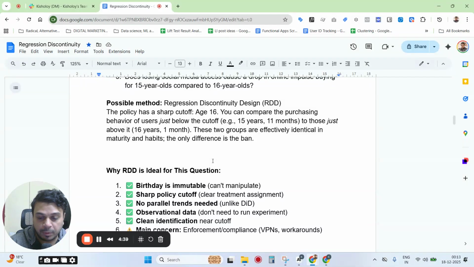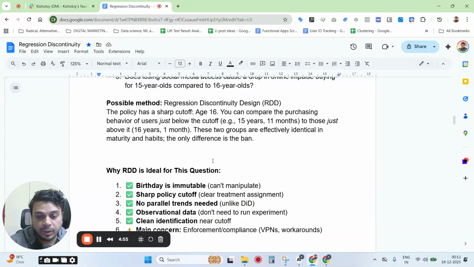A lot of people interacted on it, and a lot of people from marketing and from data science have also taken interest in it, and a lot of them have suggested different methods. But one of the methods that I originally also thought of was regression discontinuity design.